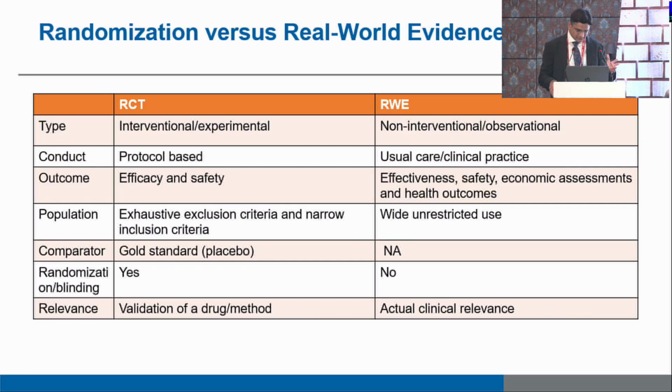So why do we need real-world evidence? There are certain differences between randomized studies and real-world evidence. In the real world, we don't have any strict inclusion-exclusion criteria. There is wide unrestricted use. There are exhaustive inclusion-exclusion criteria in randomized controlled trials. It's a protocol-based study. We need a patient who will respond to therapy, probably a very good performance status patient, and a good Child-Pugh score will be included in RCTs.